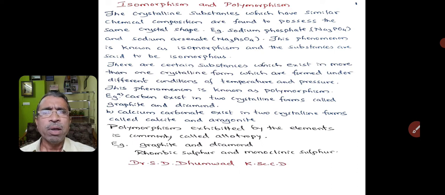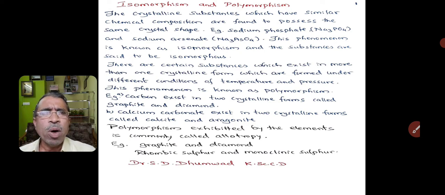For example, carbon exists in two crystalline forms called graphite and diamond. Similarly, calcium carbonate exists in two crystalline forms called the calcite form and the aragonite form. So these are the examples of polymorphism.